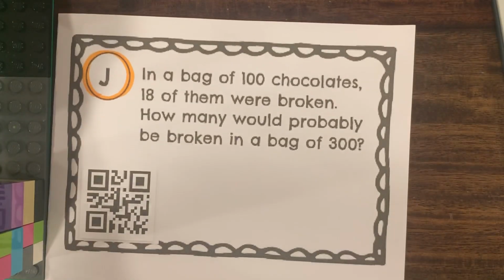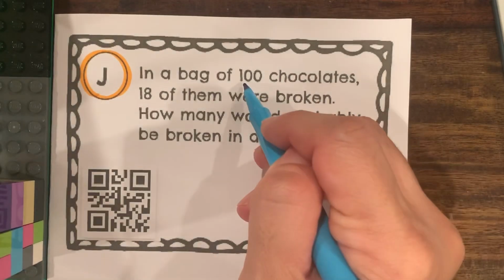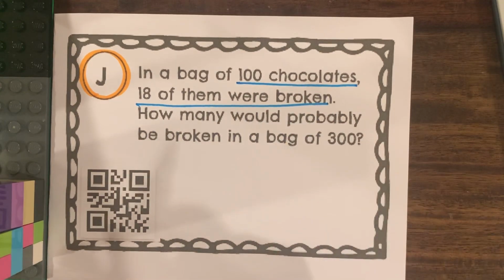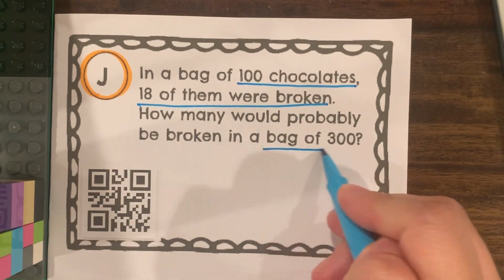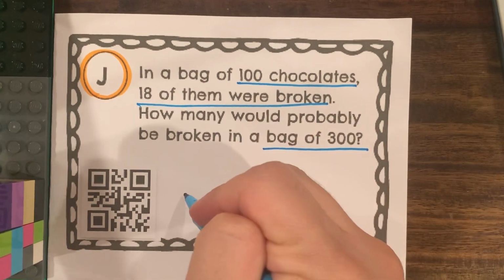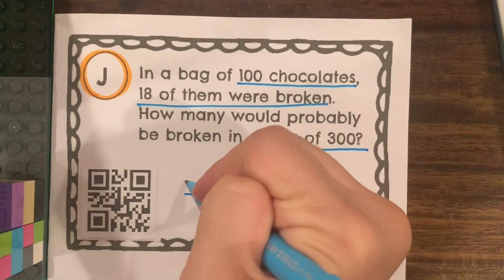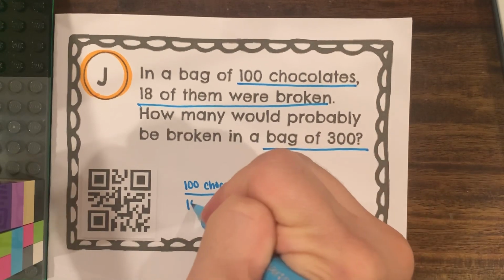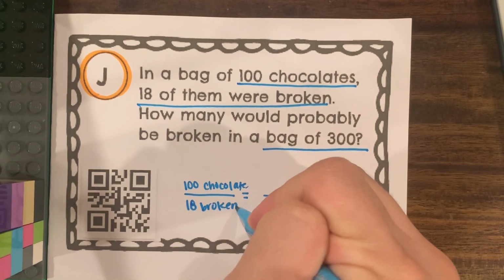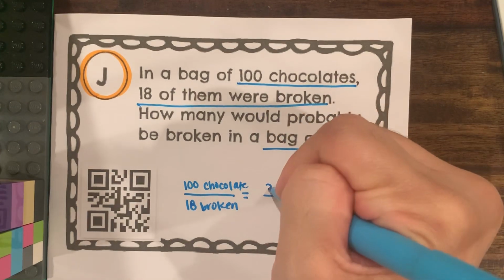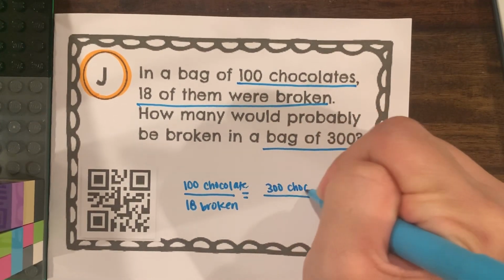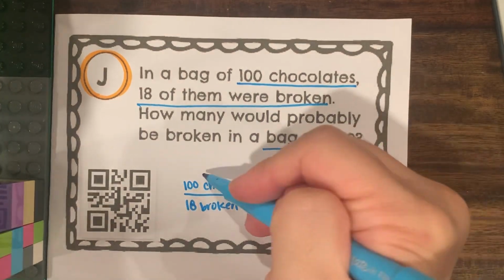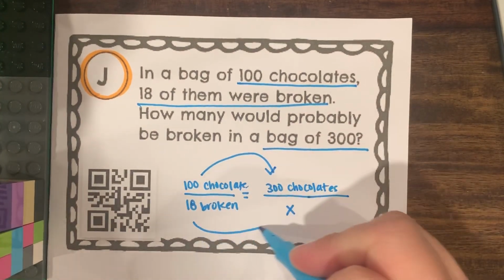And the last one I'm going to talk about: in a bag of 100 chocolates, 18 of them were broken. How many would probably be broken in a bag of 300? So set up a proportion. 100 chocolates, 18 broken. 300 chocolates, how many would be broken? And solve for the variable.